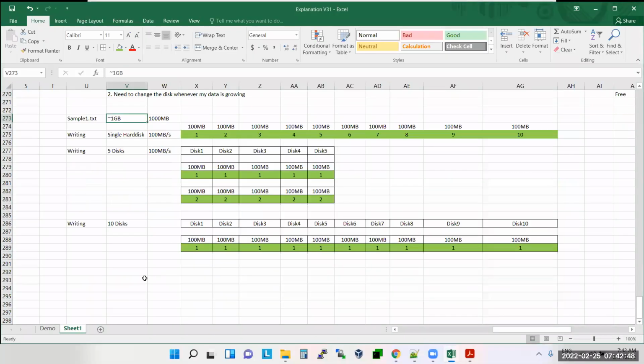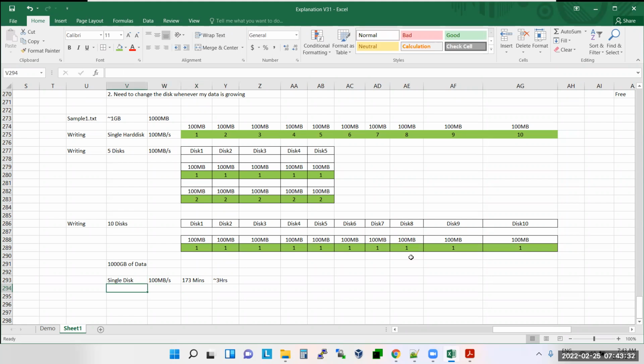I have 1000 GB of data, and this is my data. I have a single disk whose speed is 100 MB per second. If I want to write the total data, it will take 173 minutes, which is nearly 3 hours. 180 minutes means 3 hours, right? Yes, sir. So nearly 3 hours it will take.